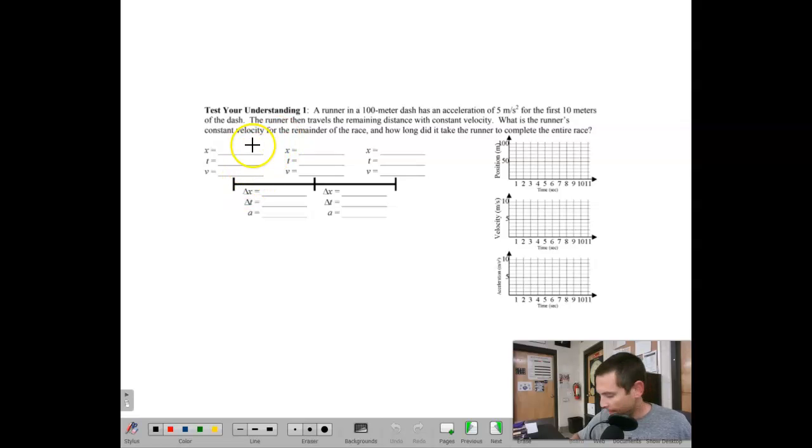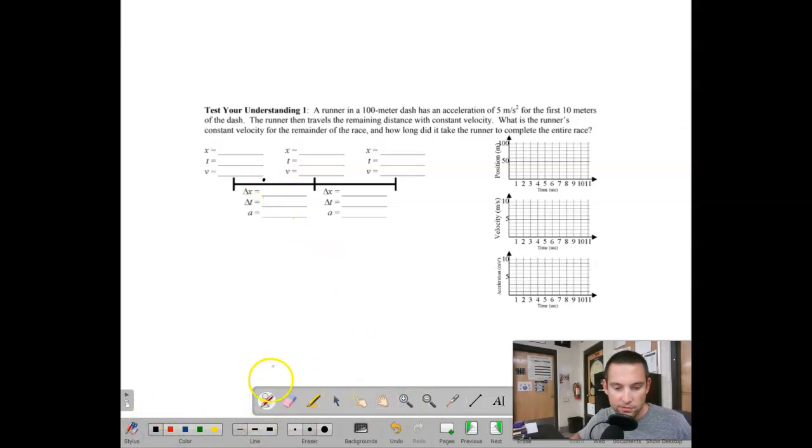So let's do it. We're going to start with acceleration. Acceleration is happening for this first segment, so we'll write in there, just as a little reminder, we're accelerating. And then for the second segment, it tells us we're moving with a constant velocity. So, constant velocity. Okay, let's go ahead and fill in what we know.